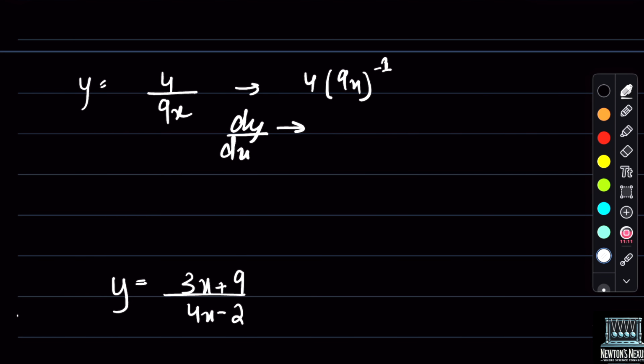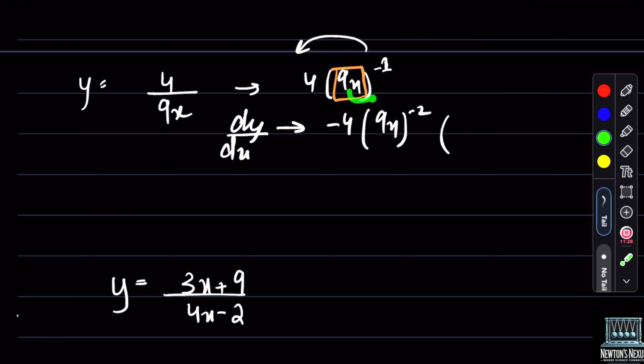So it becomes, well, because power is present on my box, let me just highlight my box. This is my box. So the power goes behind the box. It becomes negative 4 into 9x. Negative 1 is subtracted from negative 1, it becomes negative 2. And now the derivative of the box, let me just write it here. Derivative of the box. Well, what's the derivative of 9x? It's simply 9.